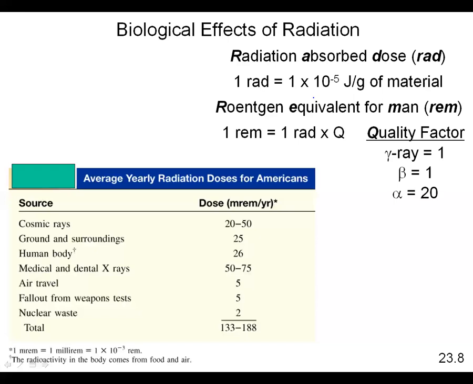And we are exposed, as you can see here in this table, to a variety of radiation doses, from X-rays, air travel, nuclear waste, and I guess how close you live to where they test weapons and that type of stuff. So, we do get exposed to some of that.